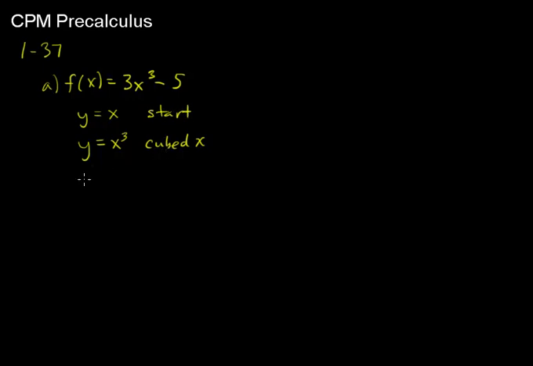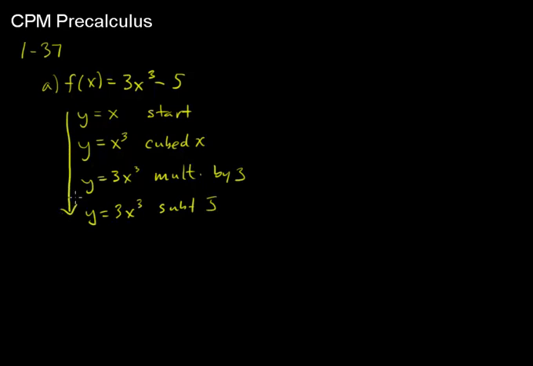We cubed x, then what do we do? We multiply x cubed by 3. So multiply by 3. Finally, we subtract 5. 3x cubed minus 5. Okay, so this is how we got our function. This is how we wrapped it up. Oops, I forgot to write the minus 5.